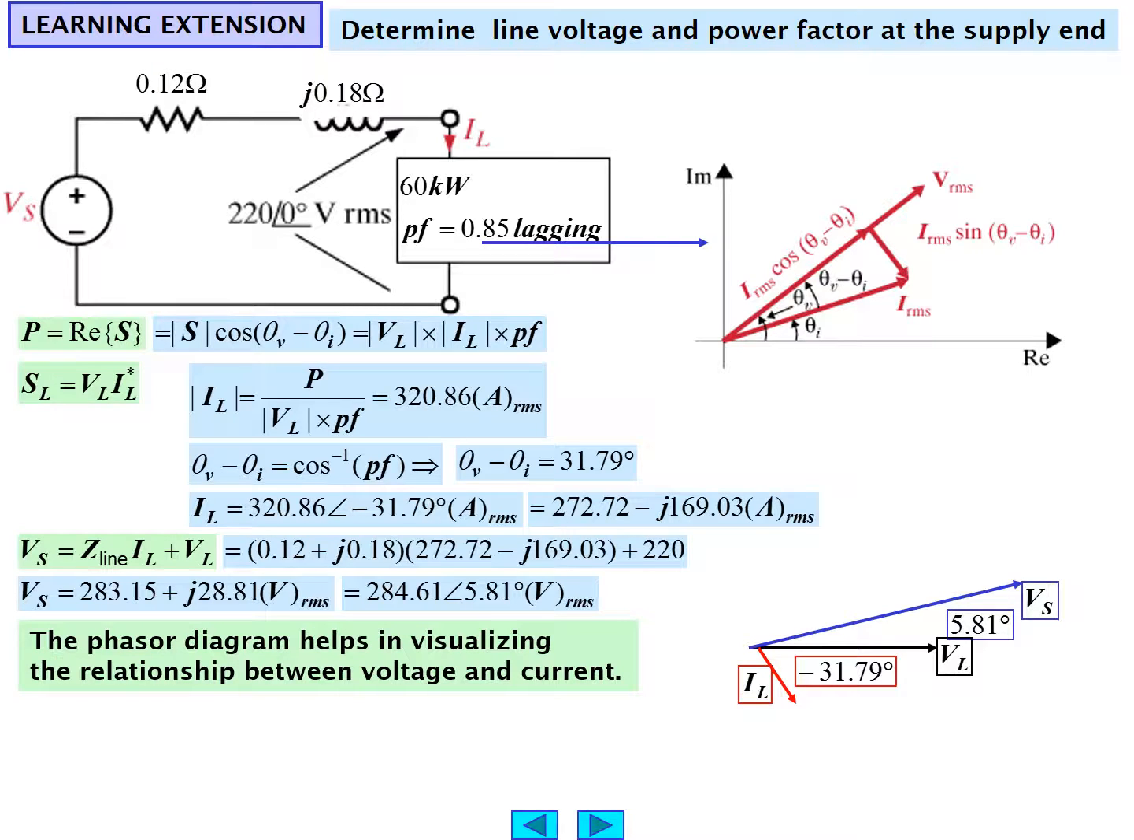The phasor diagram helps us visualize the relationship between voltage and current. We see V sub S at an angle of 5.81 with respect to V sub L, and I sub L with respect to V sub L is minus 31.79. So the overall power factor of the source, as opposed to the load, would be determined by the angle between V sub S and I sub L. In this case, a total of 37.6 degrees, or a power factor of 0.792. And since I sub L is lagging V sub S, it also lags V sub L. That would indicate that it is a lagging power factor.